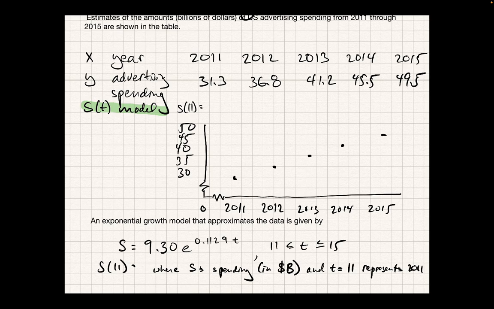31.3. No, that's the actual data. That's not S of 11. That's not our model. This line here is actual data. This is what we're trying to model, but that's not what you get when you put 11 into this model. What happens when we put 11 into this model? How do you put 11 into the model? Use your calculator.